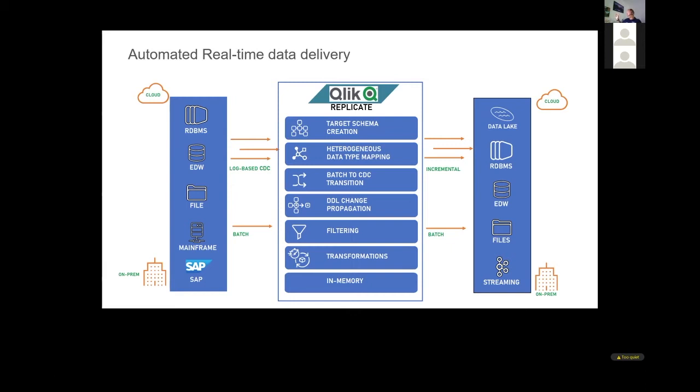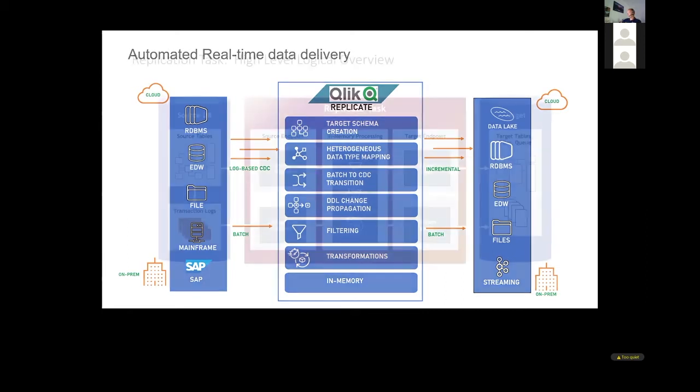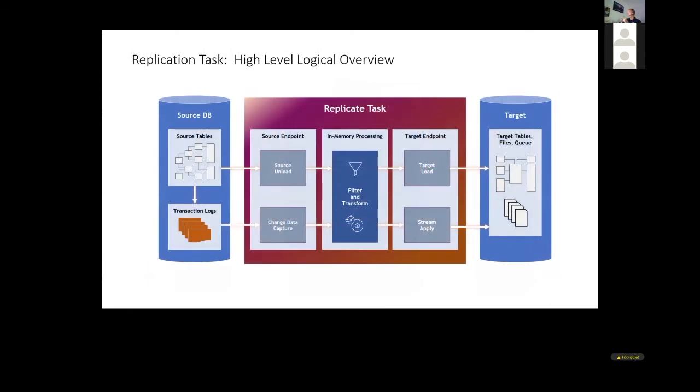So target schema creation and data type mapping is quite important, so that we deliver the data in the right data type on the target side. DDL change propagation, that means we can recognize DDL and DML changes out of the box. Filtering, transformation in memory, I already talked about that. High-level overview, we have seen it in a different way.